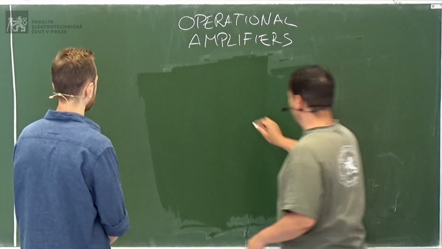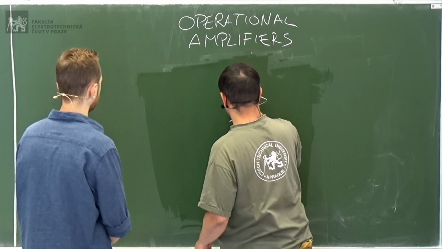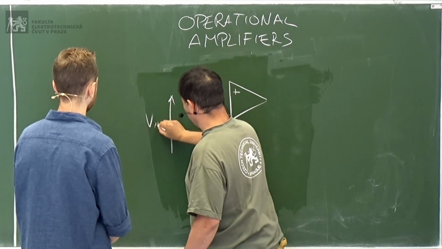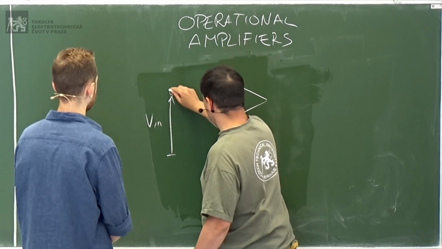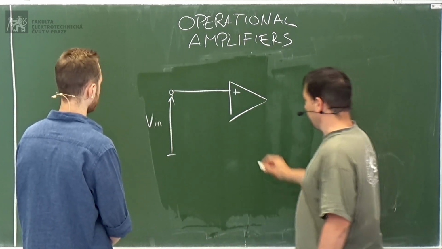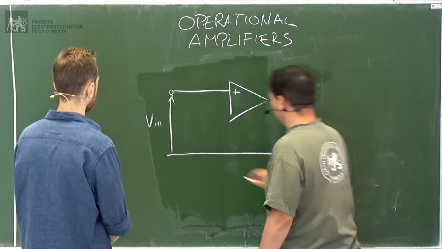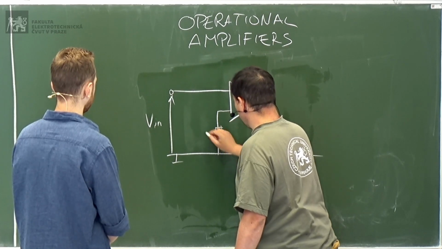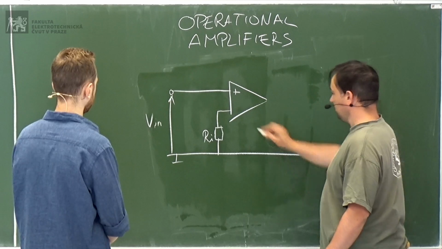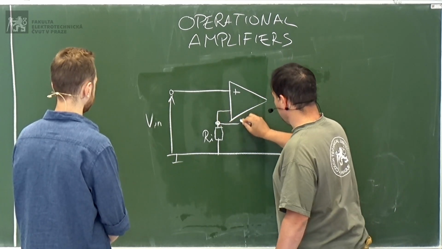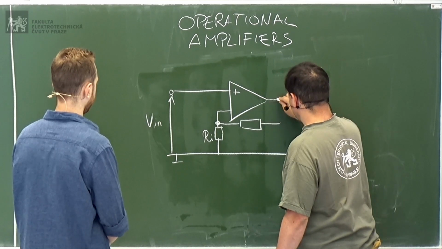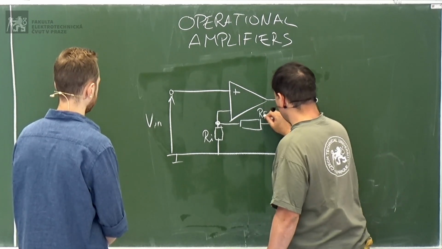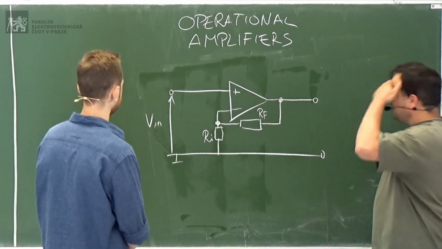So we have our operation amplifier. So we connect our input voltage. So this is the ground. We connect it to the positive input. Then we connect like all the ground here. We connect a resistor, input resistor here, and then a feedback resistor. The feedback resistor, okay? And just minus here.